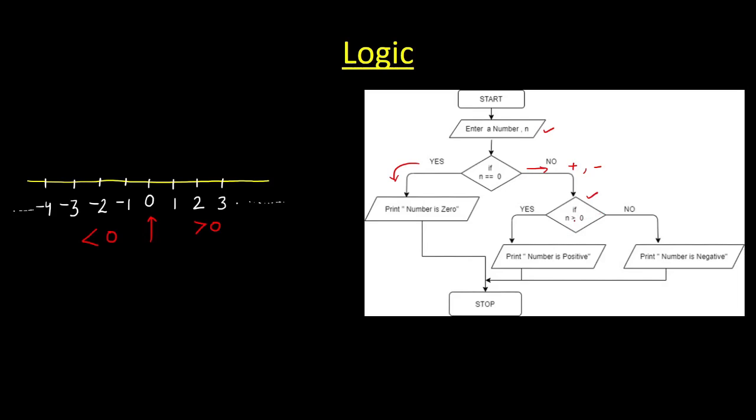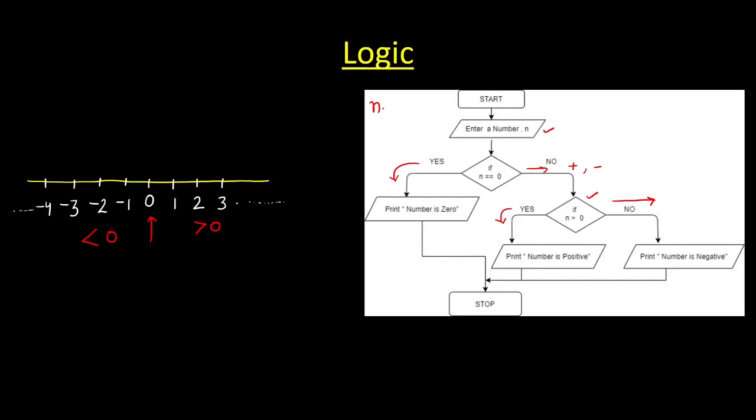So here we have checked whether number is greater than 0. If this condition is true, then we will come to this yes path and we will say number is positive. Why? Because number was greater than 0 and this condition was true, and then we will stop. Now if number is not greater than 0, that means this condition is false. So we come to this no path and we will say number is negative and then we will stop.